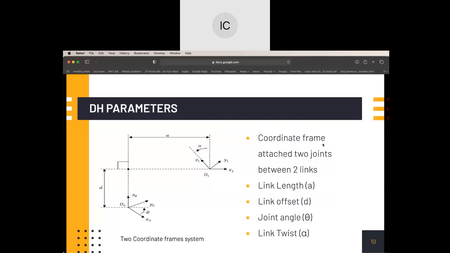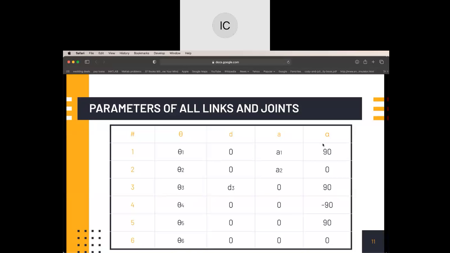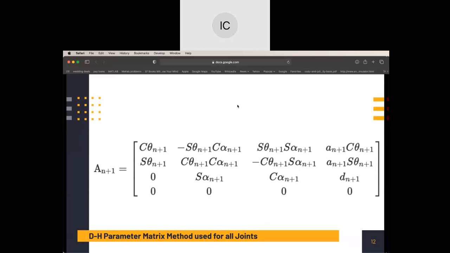So again, we're going to move forward. This is the table for all 6 joints and the parameters for the links and joints, and what we're going to be using for all of our matrices. This is our DH parameter matrix method. It's going to be used for all 6 joints. This matrix is a 4x4 transformation that uses the position of a point on an object and the orientation of the object in 3D space.